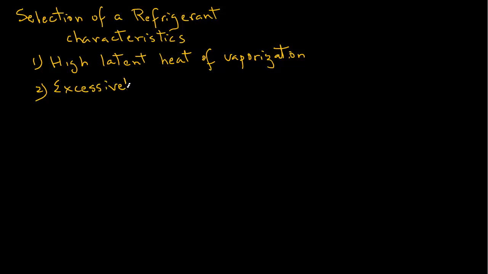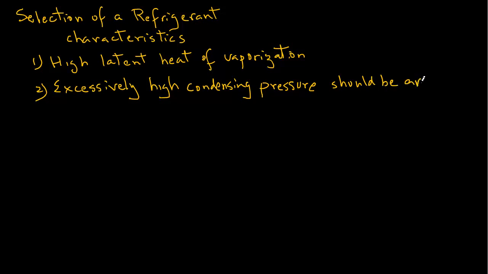We want to avoid excessively high condensing pressure for a refrigerant. If the condensing pressures are too high, that means that you will need to run the refrigeration system at high pressures. That means the wear and tear on the equipment will be much more, and therefore the costs will be higher. We want the freezing temperature of the refrigerant to be below the evaporating temperature.